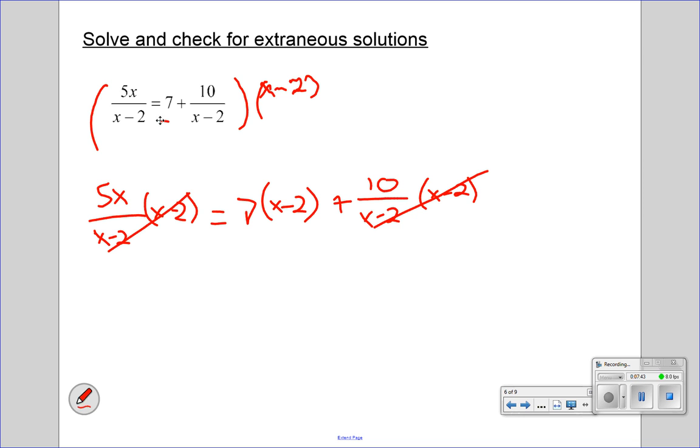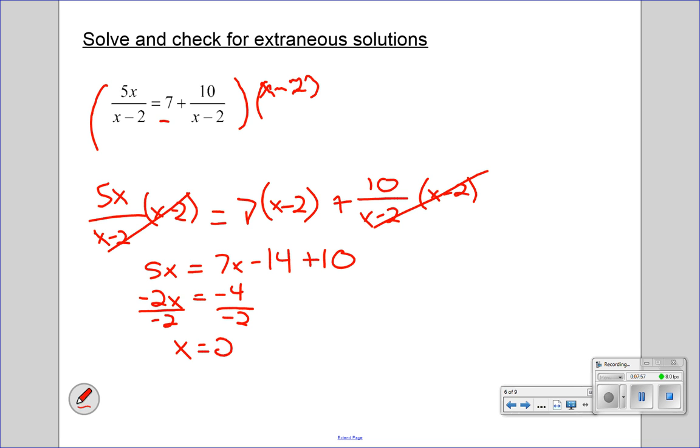Cancel out. We get 5x equals 7x minus 14 plus 10. Subtract, we get negative 2x equals negative 4. Divide by negative 2. x equals 2. Now we notice if we plug this back into our original, 2 minus 2 is 0, so we have no solutions.